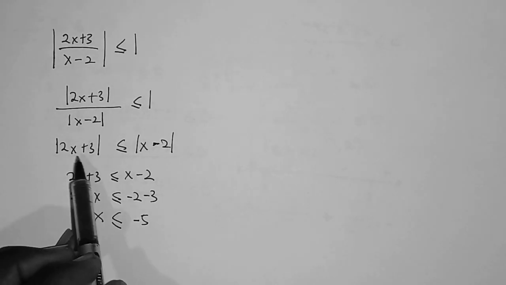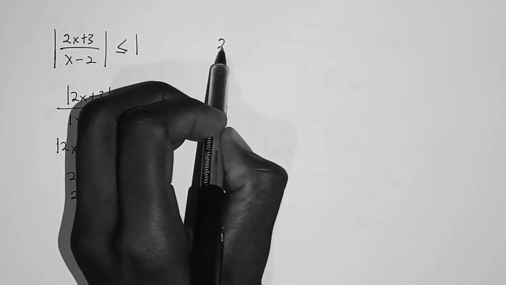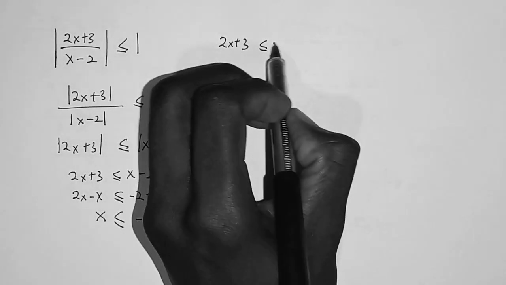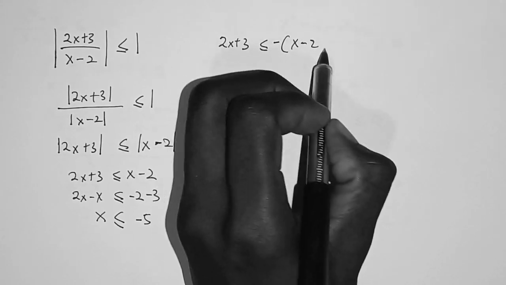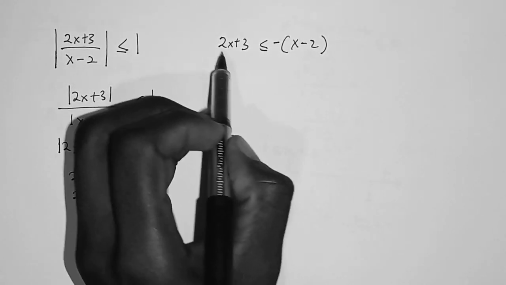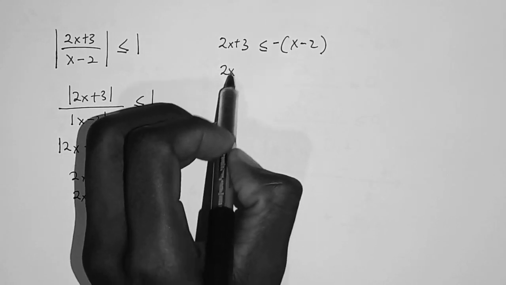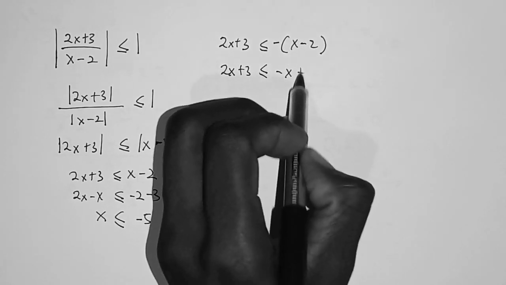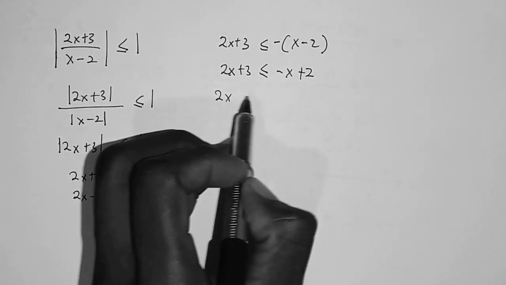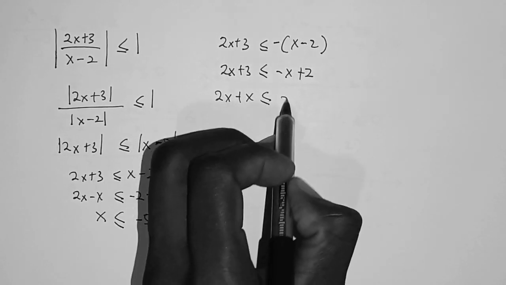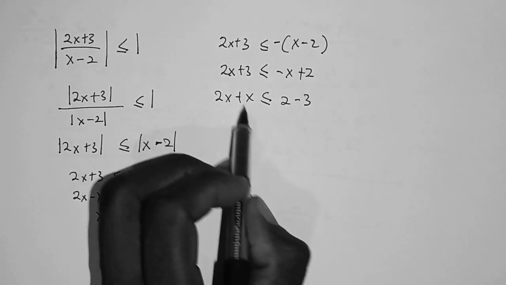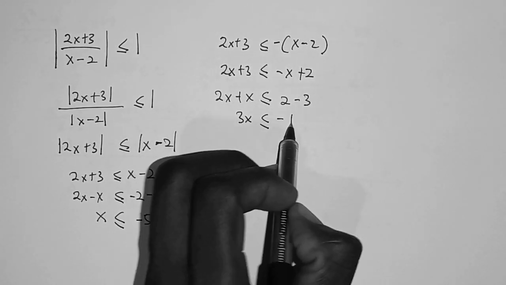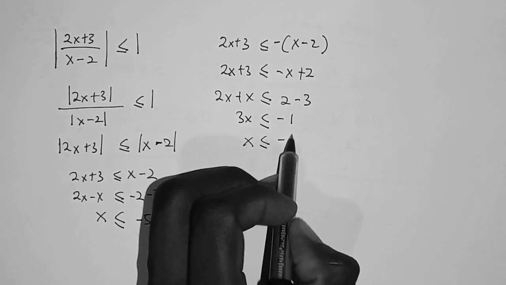Now for the second aspect, it's going to be 2x plus 3 then less than or equal to minus x minus 2. So let's distribute. It becomes 2x plus 3 less than or equal to minus x, then minus 1 times minus 2 is plus 2. So 2x plus x is less than or equal to 2 minus 3. So 3x is less than or equal to 2 minus 3 is minus 1. So x is less than or equal to minus 1 over 3.